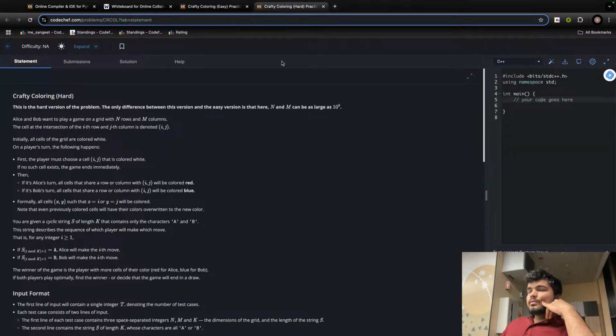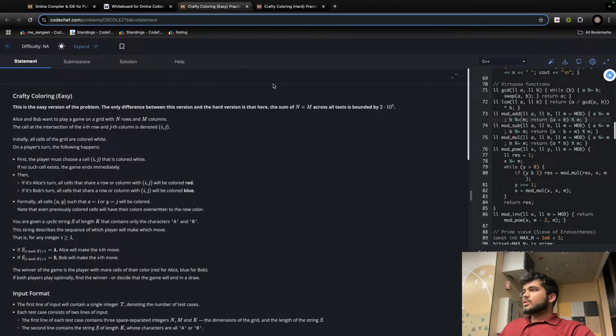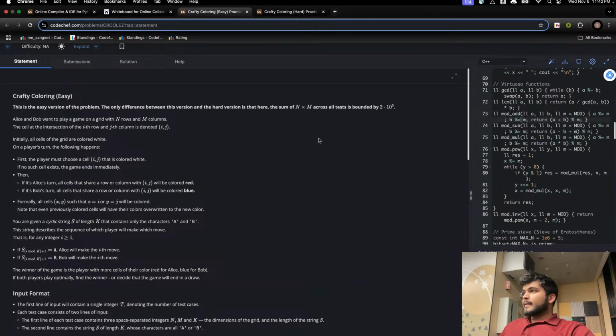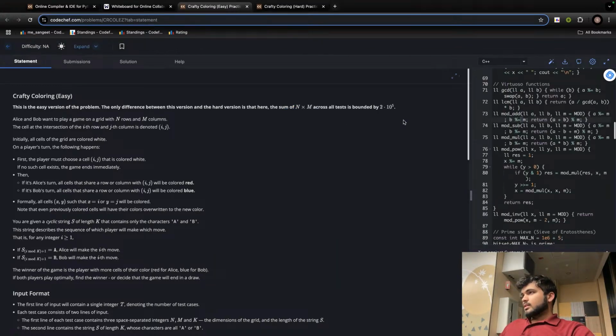So we are looking at the crafty coloring problem, both easy as well as the hard version of this problem. The major difference between both of these is the constraints. For the easy version, the sum of n cross m across all tests is bounded to 2 into 10 to the power 5, and for the hard version, each of them individually can be 10 raised to the power 9, right? So what does this tell us?